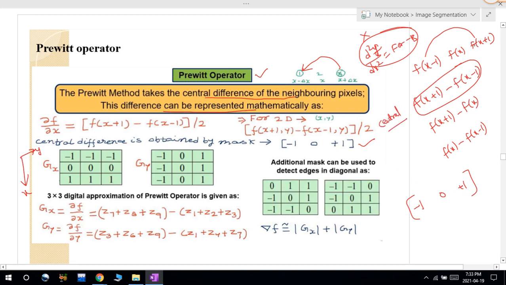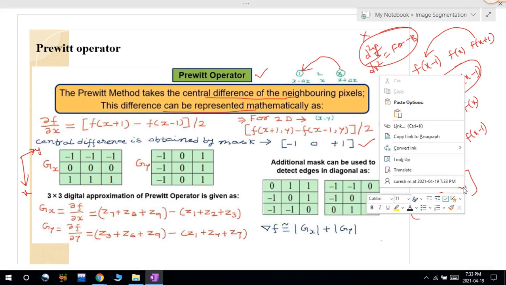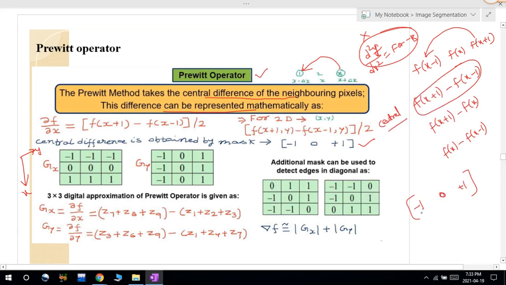In case of central difference, I will try to find out the difference between f of x plus 1 and f of x minus 1. After finding this central difference, there is no f of x term, so the coefficient of the f of x term is 0, the coefficient for x plus 1 is plus 1, and this is minus 1. Based on this, gx is nothing but -1, 0, 1 in the x direction, and gy is the same in the y direction. So these are the operators used to find edges using the Prewitt operator.